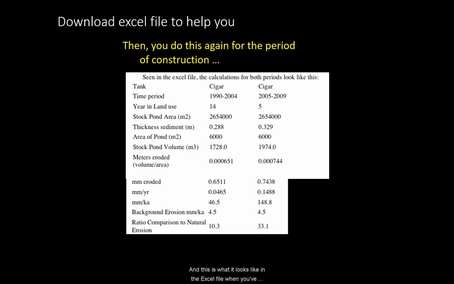and this is what it looks like in the Excel file when you've done it for the period of cattle grazing and then the period of different land use: house construction, road construction, wildfire, whatever.